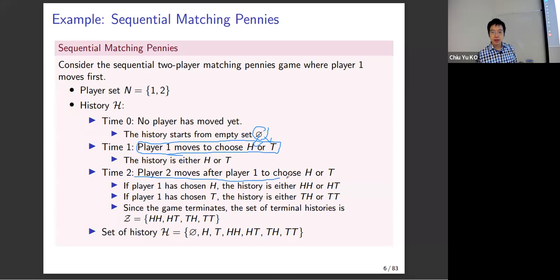And player 2 moves after player 1 chooses head or tail. And the history is either HH, HT, TH, or TT. So the history of the terminal game can be one of 4 outcomes, and all possible histories look like this. So I hope this clarifies what we mean by history. History is all possible outcomes along the path, not just the end, but also the null history there. So you have to be very careful.